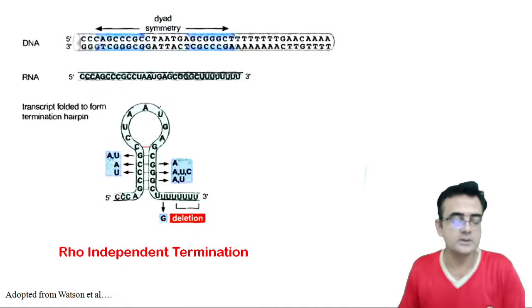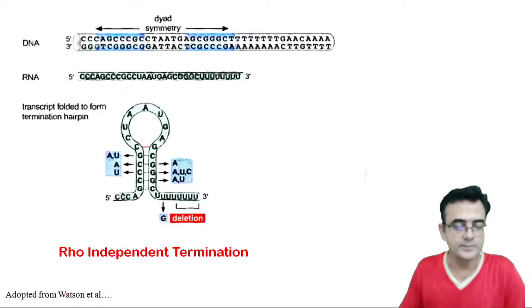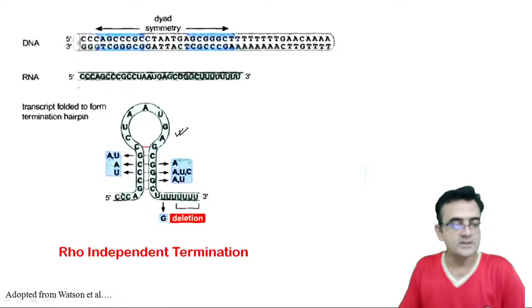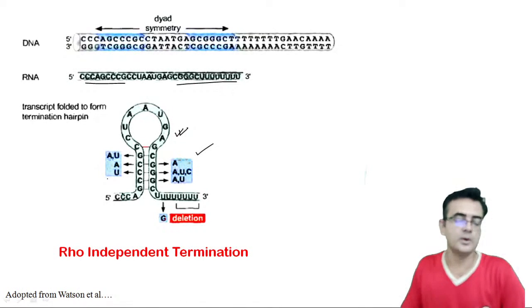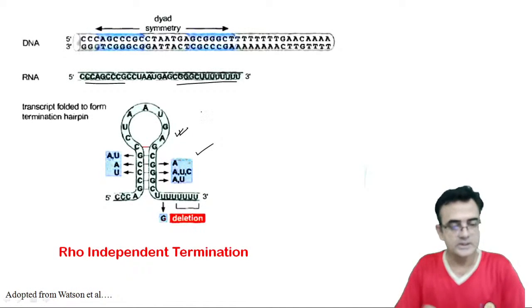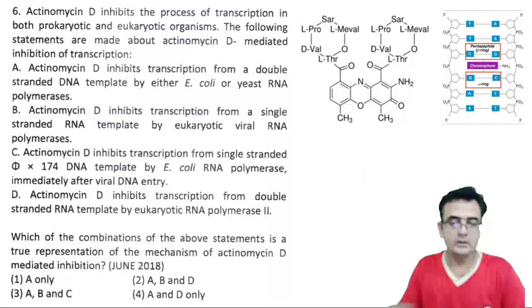In rho independent termination, hairpin loop formation is there, right? RNA is synthesized in a way that portions of it are complementary to each other. That's why they form the hairpin loop, right? And due to the formation of the hairpin loop, the RNA polymerase falls off from the RNA-DNA complex, right? So this is about rho independent termination. The question was about rho dependent termination that we have seen, okay?